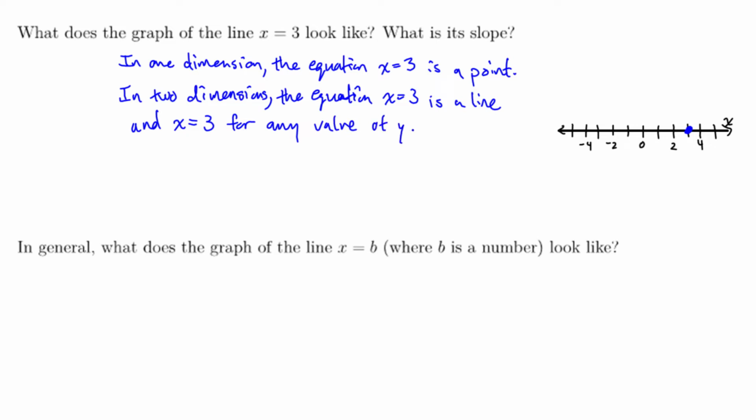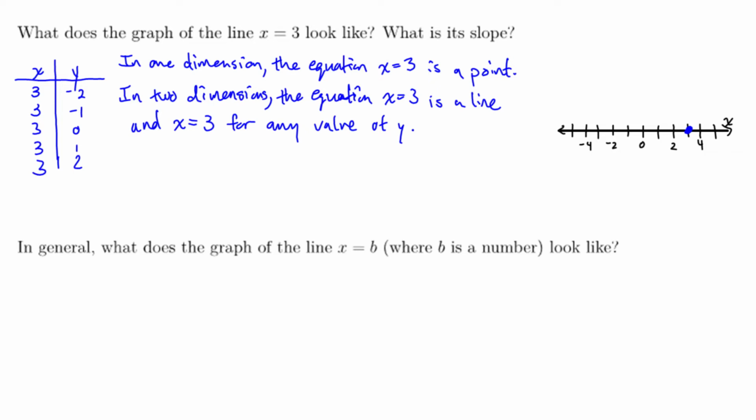Now, to get a more concrete understanding of that, I can make a quick table with x and y. And so x is going to be 3 no matter what value of y I choose. So let's say I pick y values between negative 2 and 2. All right, negative 2, negative 1, 0, 1, and 2. And then the x value, it's going to be 3, 3, 3, 3, and 3. So it's 3 no matter what the value of y is.